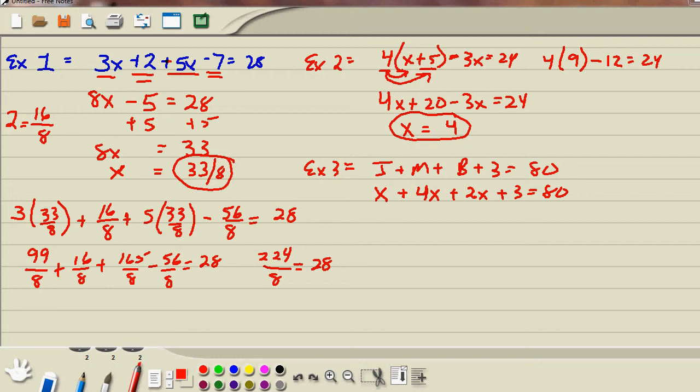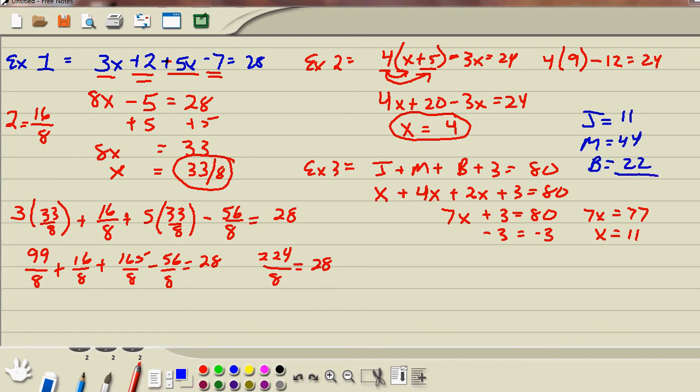So I have to have a single variable so I can solve it, and I get 7x + 3 = 80. Subtract 3 from both sides, and I get 7x = 77, or x = 11. I'm not done here. This is just John, so we'll put it up here in blue: if John is 11, that means mom has to be 44, and the brother has to be 22. And that all adds up to 77, which is what our equation is, and then that's our solution. So don't forget to go back and plug those numbers in.